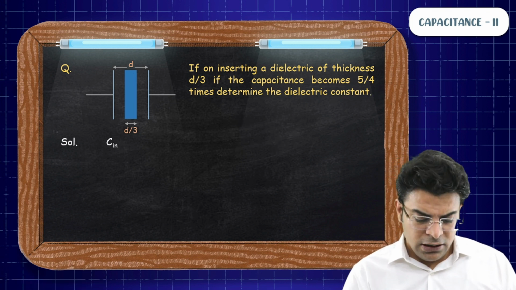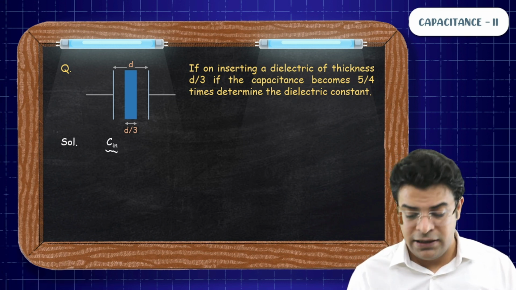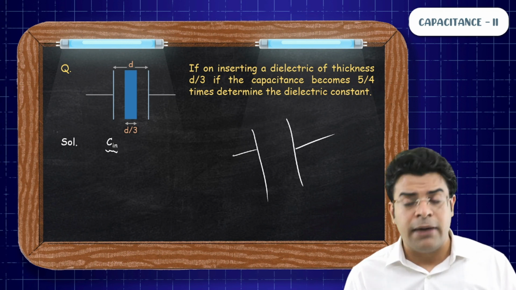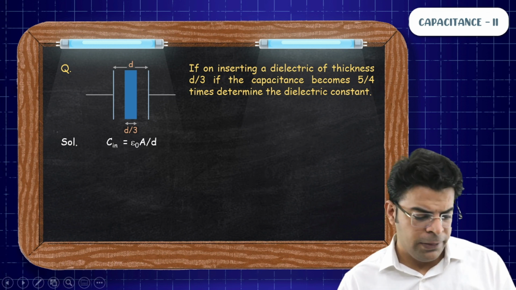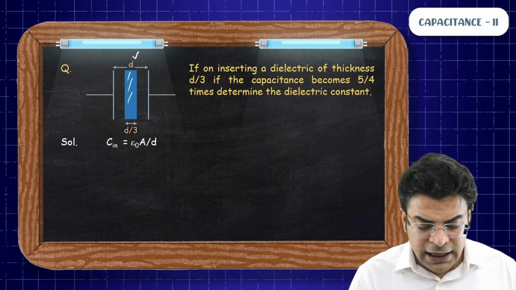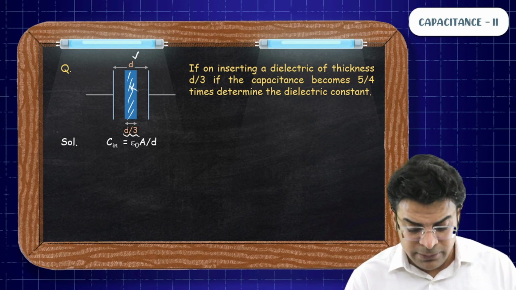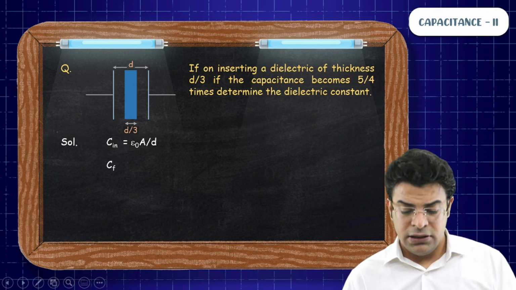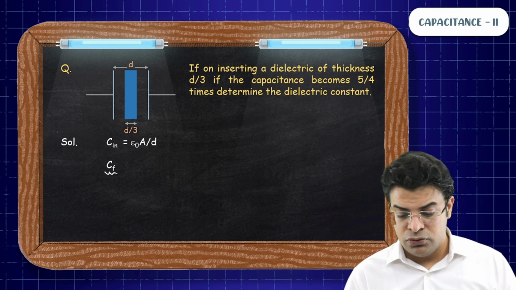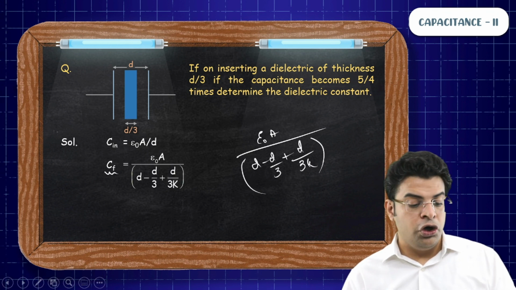You will say that the initial capacitance before you have inserted the dielectric, when this parallel plate capacitor was empty, will be equal to epsilon naught A by D. We have derived this formula. Now on inserting a dielectric medium of, let's say, dielectric constant K having a thickness D by 3, the new capacitance will be, let's say, C dash, and this final capacitance will be equal to epsilon naught A upon D minus D by 3 plus D by 3K. So this will be your new capacitance.